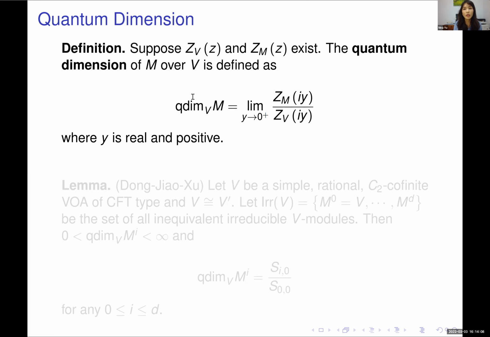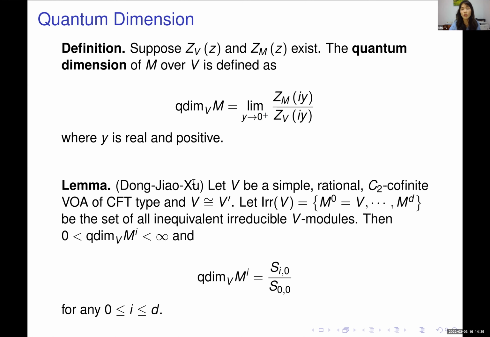Okay, now here is the quantum dimension of modules for a VOA. Quantum dimensions were introduced by Dong, Jiao and Xu. Suppose that the trace functions Z_V and Z_M exist, then the quantum dimension of M over the VOA V is defined by the limit of this one. This is the original definition of quantum dimension, and it is well studied in Dong, Jiao and Xu's paper.